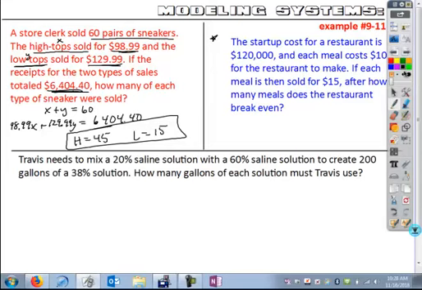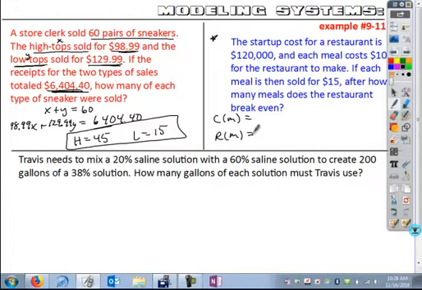Right. So what we have right here is two different relationships. We have a cost for the restaurant, and then we have a revenue, the amount of money that's coming in, and we want to find out where they break even. So what we're going to do is look for a cost per meal and then the revenue per meal.